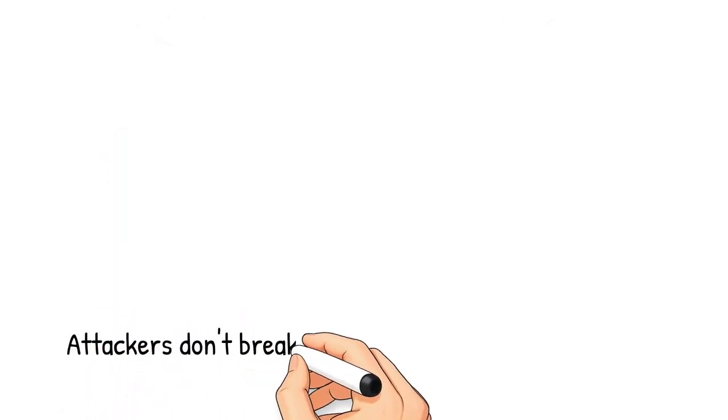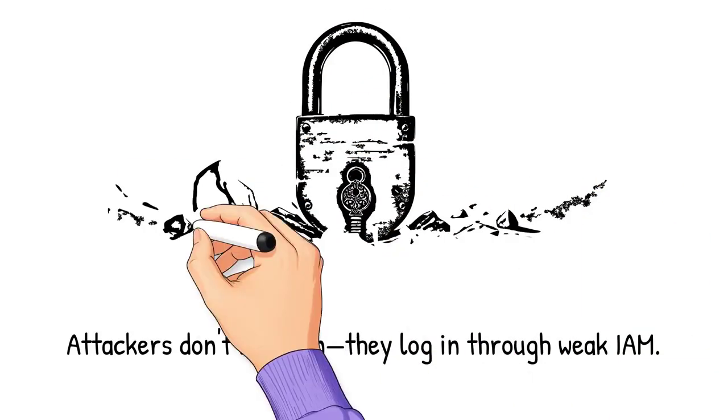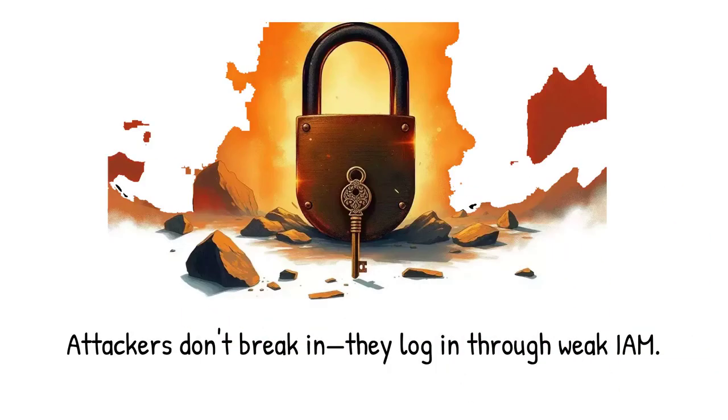Part 3. IAM Failures. Real attack paths, cloud security tools, and how hackers exploit shared responsibility. The screen fades into a dark digital landscape. A glowing lock appears in the center. Suddenly, the lock cracks and a single key falls out and hits the ground.